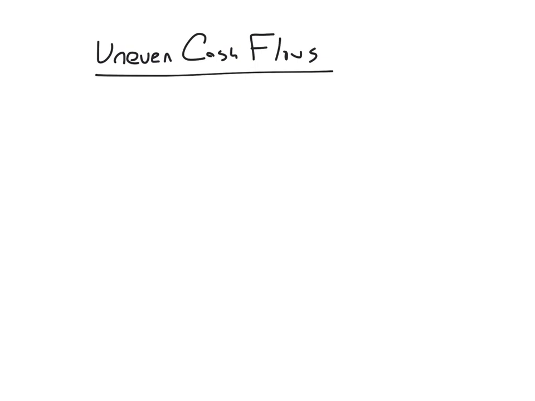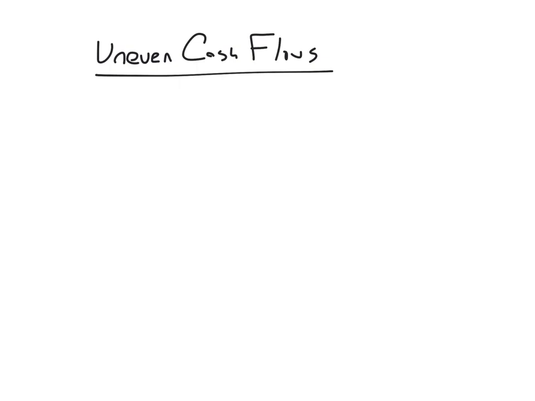In this video, we want to learn how to compute the present value of a series of non-constant or uneven cash flows. In previous videos, we have examined the present value of a single amount and the present value of an annuity. In this case, we're looking at cash flows that are non-constant or uneven. So let's take a very simple example.